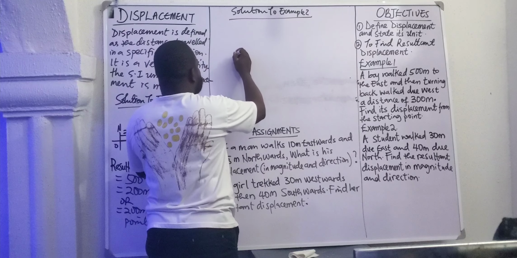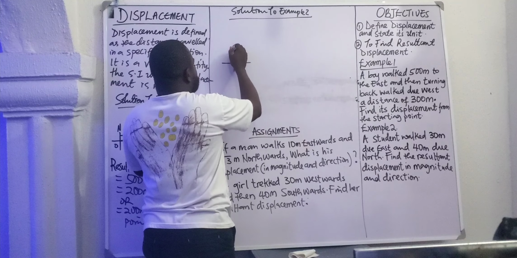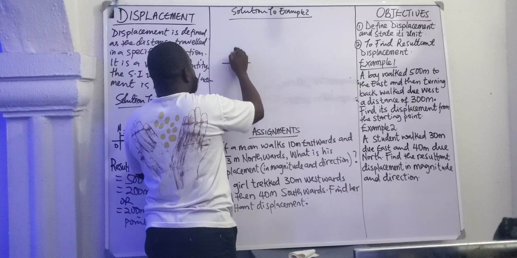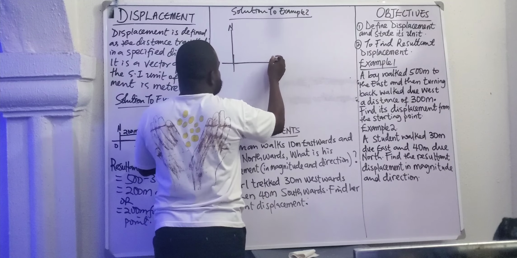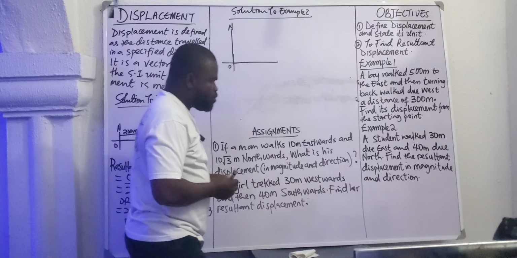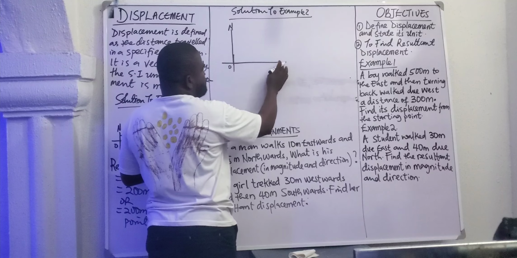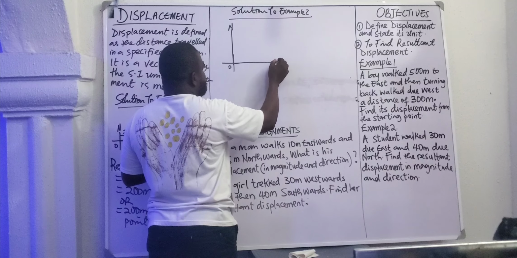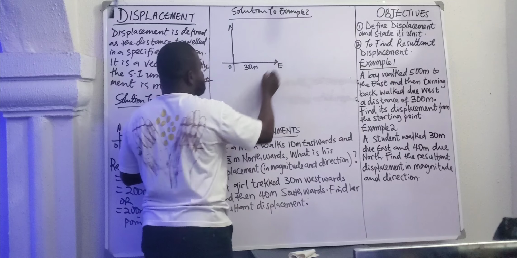How do we answer that? Let's take that this is the starting point of the object. This is north, and this is east. This is the starting point. Let's call it O. So the student walked 30 meters due east. So 30 meters due east, I'll go here, 30 meters. This is the easterly direction.